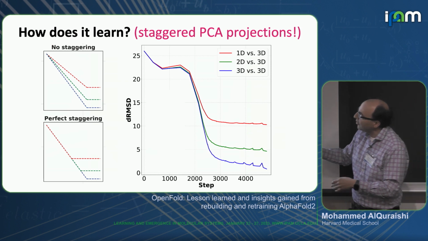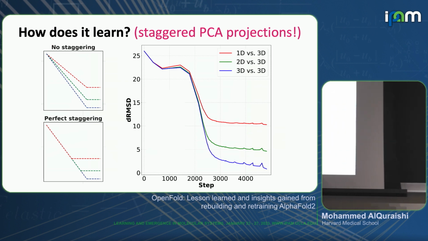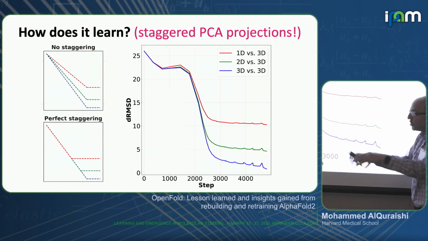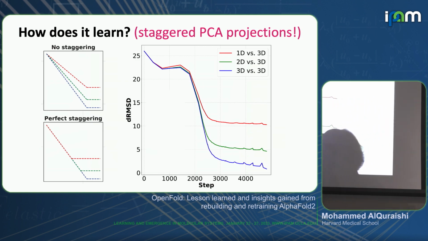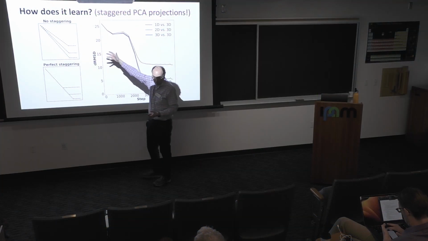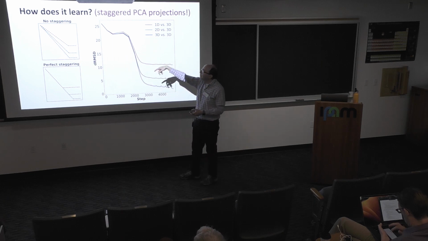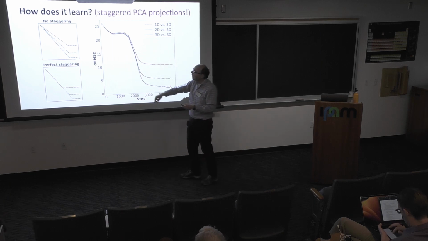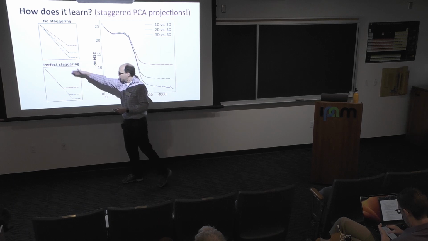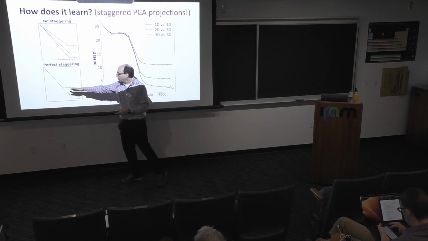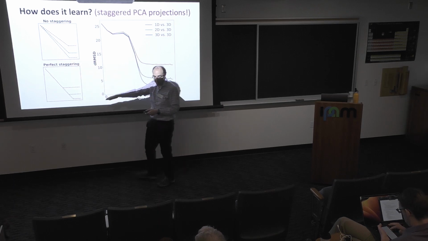So this is back to what I was saying earlier. If there was no staggering, you would just learn all 3 dimensions, and then of course you plateau, because the 1D projection will never be as good as the 3D structure. You would just see them all go together, as opposed to the alternative, which is a perfect staggering approach where you perfectly learn the 1D before you move on to the 2D, and before you move on to the 3D.